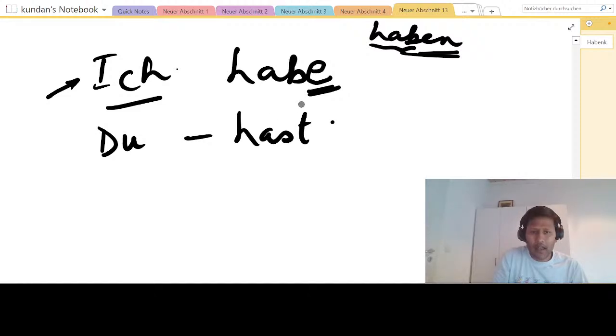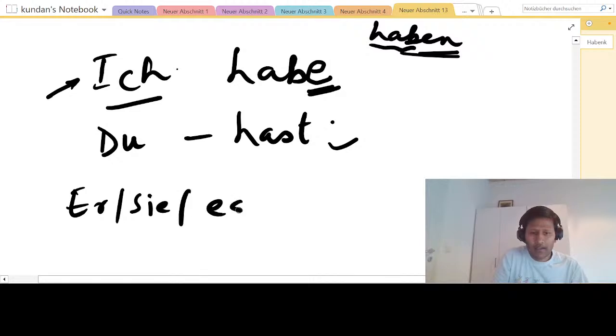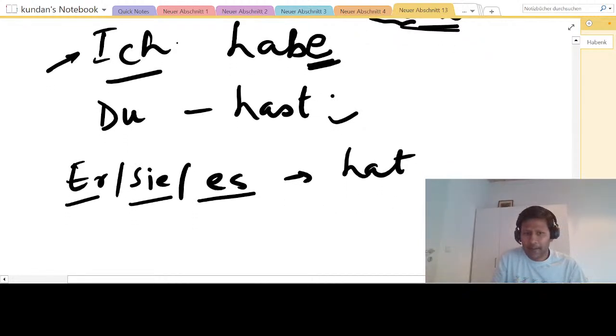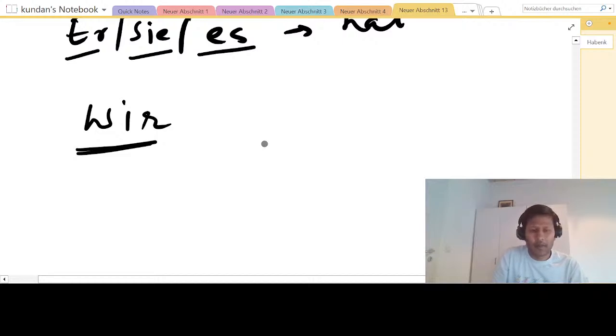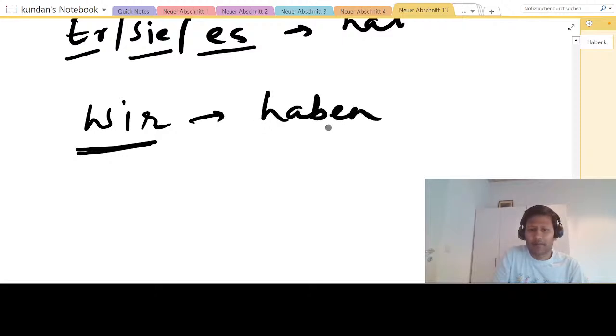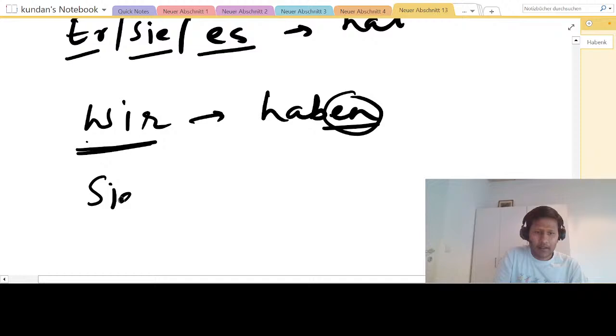Okay. So it is ich habe, du hast, er, sie, es hat. Er is he, sie is she, es is it. And wir is a group of people, like hum log in Hindi, right? We are. So this is the same, you will have haben, no change. You remove the en and add the en again. So we have.